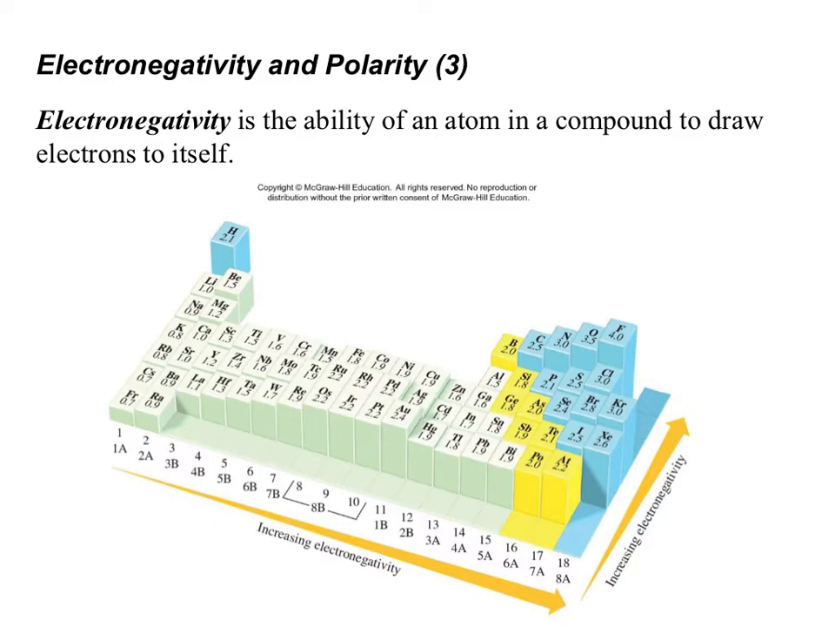Electronegativity is the ability of an atom in a compound to draw electrons to itself. So here we have a nice scaled periodic table showing the differences in electronegativity. You will notice that electronegativity seems to increase from left to right and also increase from bottom to top, with the most electronegative atom being fluorine and the least electronegative elements being the bottom of group 1, cesium and francium.